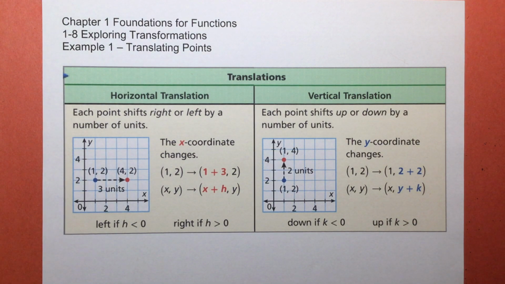Transformations fall under three different categories. There's going to be translations, which are slides. So we're going to slide things left or right or up or down. There's reflections, which sometimes we call flips, and then there's going to be stretches and compressions. Those two go together. It just depends on whether you're making it bigger or smaller.